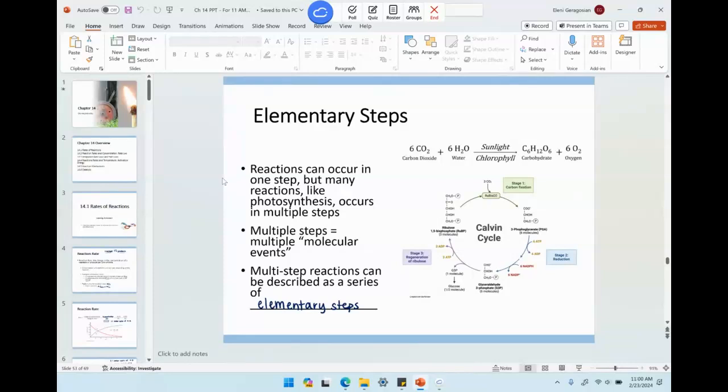And then we got to the beginning of 15 in my 9 a.m. section, so we'll try to get there as well. But first, let's remember what we were discussing on Monday, which was these elementary steps.